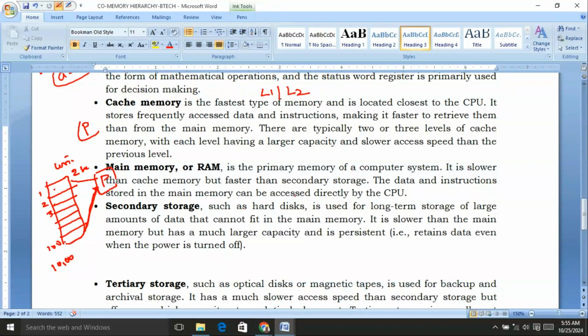The remaining ones, such as CD drives, pen drives, external hard disks, hard disk drives, and memory cards, are known as the secondary memory. They can store the data on a permanent basis.